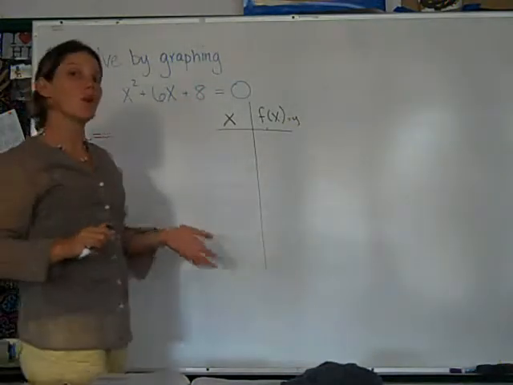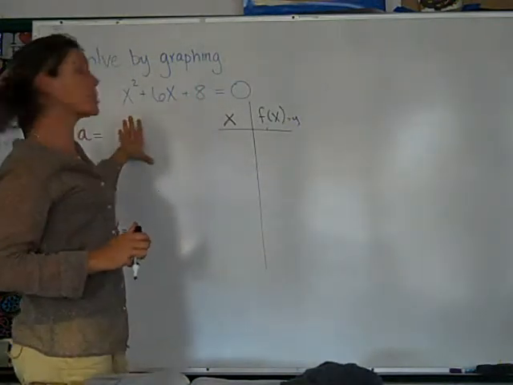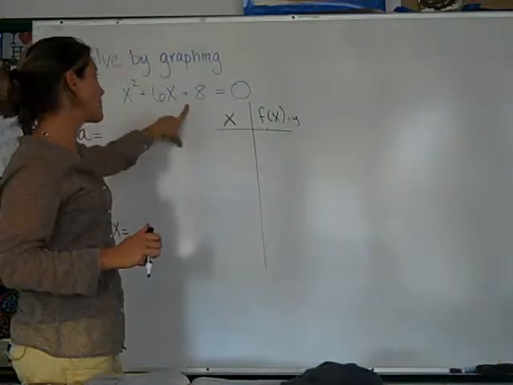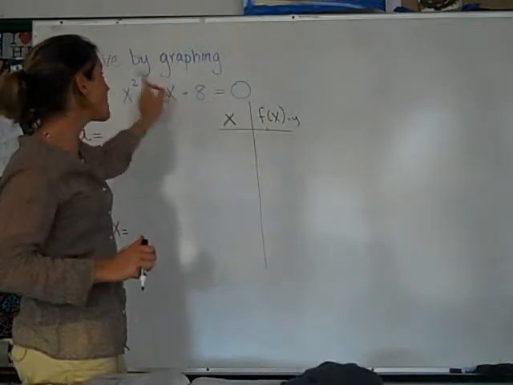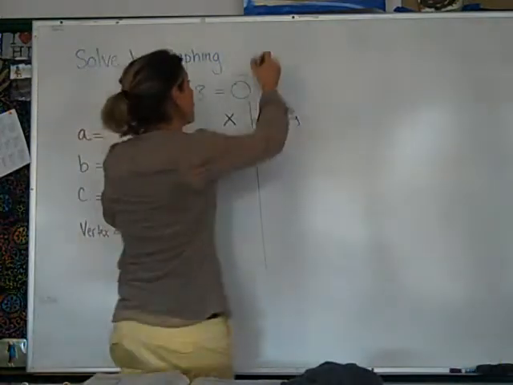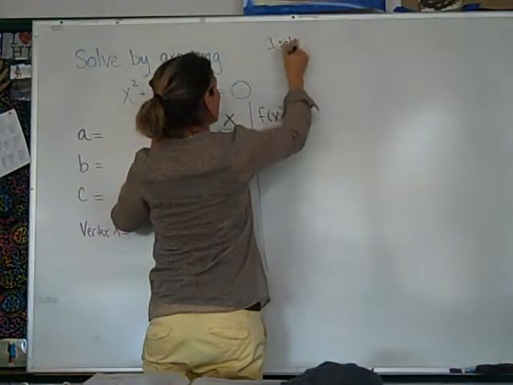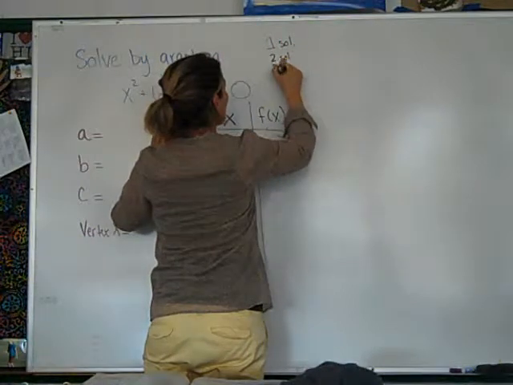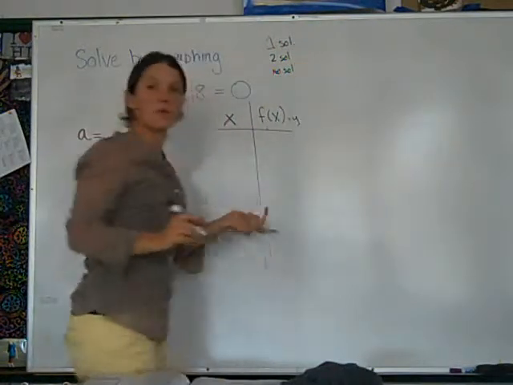Here we have an example of solving by graphing. Given the equation x squared plus 6x plus 8 equals 0, we want to try and solve this by graphing. So we know we have 3 possible scenarios, right? We may have 1 solution, 2 solutions, or no solutions. So I know that's what I'm looking for.